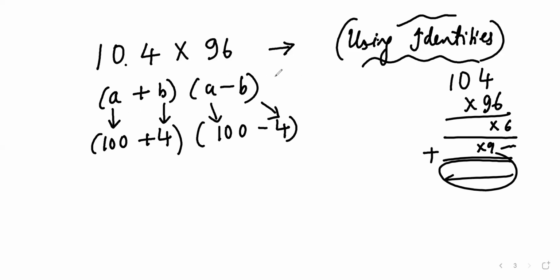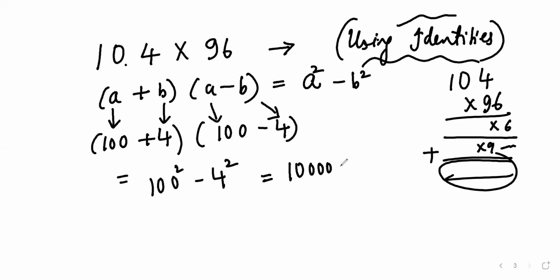Because what is A plus B into A minus B? It is A square minus B square. So here it will be 100 square minus 4 square. 100 square, of course, is 10,000, minus 4 square is 16. 10,000 minus 16, 9,984 will be the answer. It is quite simple here. Okay. So we can apply this identity for more complex situations. So now we can stick on to this.